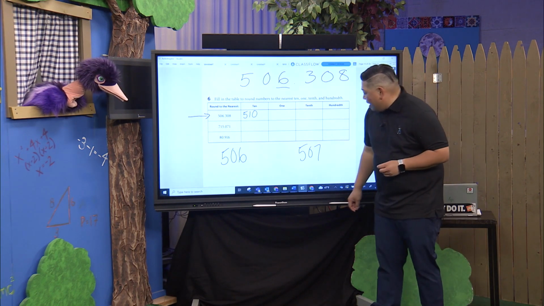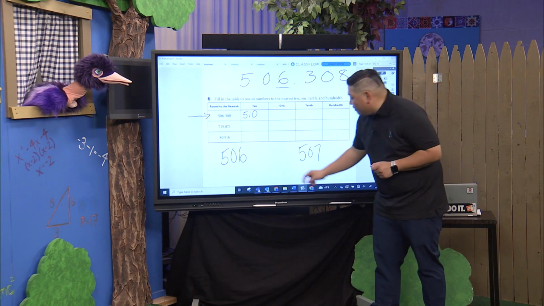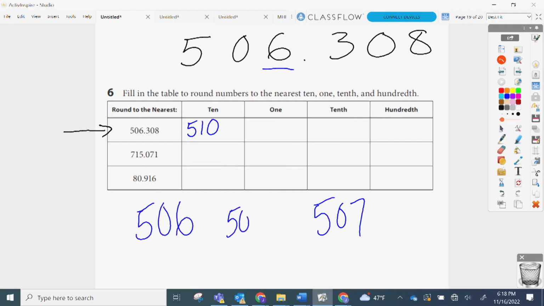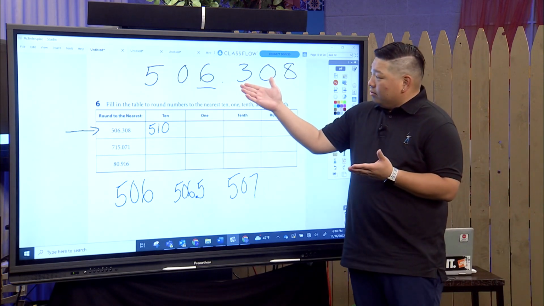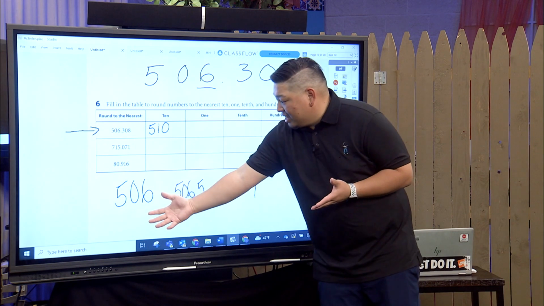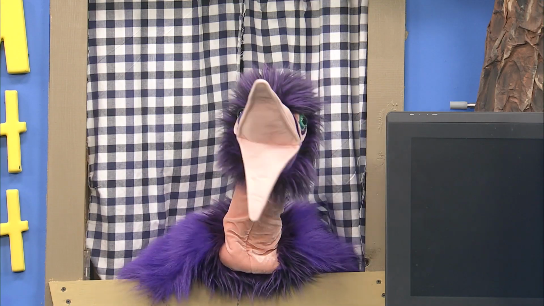So that means in between 506 and 507 is 506 and 5 tenths. That's in the middle. That looks right. So where would our number be closer to, 506 or 507? Well, it's going to be closer to 506, I think.